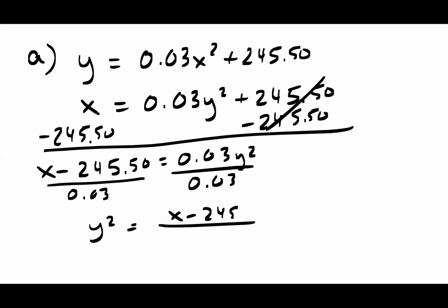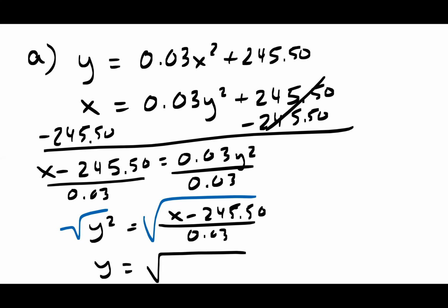I just switched them. It just looks a little better when you have the variable you're solving for on the left-hand side. And we are going to do one last thing. We are going to take a square root here and a square root here. We're only going to use the positive. We're not going to do plus and minus. We're only going to take the positive square root because we don't do negative temperature for Fahrenheit. Okay, so if that is the case, here's the final inverse function right there.